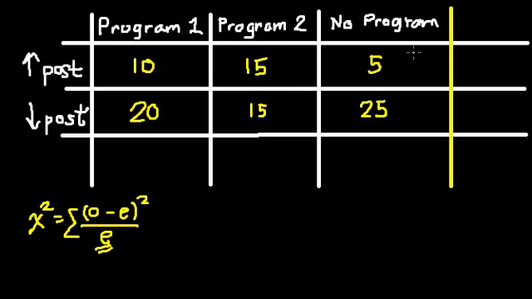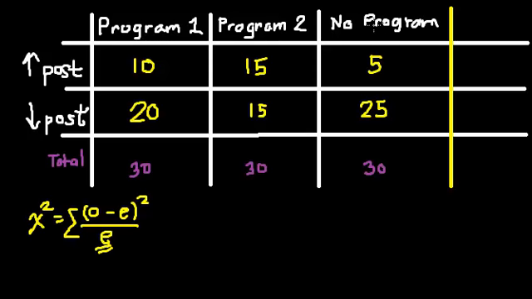Well, as you can see, we can actually get the number of students that took each program. The total number of students who took program 1 is 30, and the number of students who took program 2 is also 30. It doesn't need to be the same, but it turns out that in this particular test they used the same sample size. So we see that for no program, a sample size of 30 was also used.